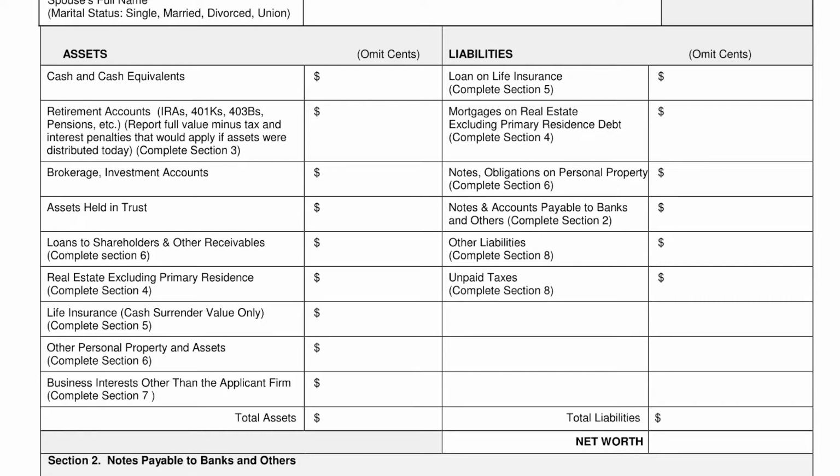Cash and cash equivalents. On page 1, enter the total amount of cash or cash equivalents in bank accounts, including checking, savings, money market, certificates of deposit held domestic or foreign. Provide copies of the bank statement.